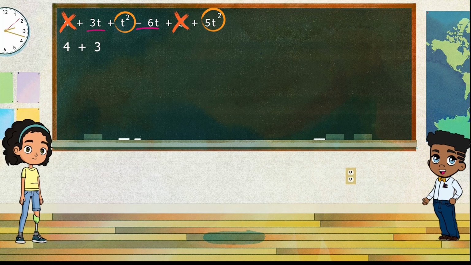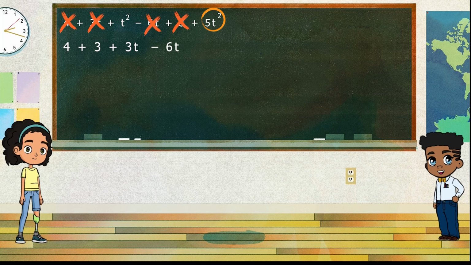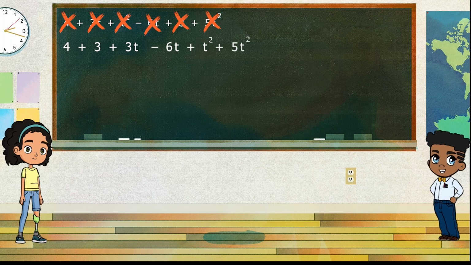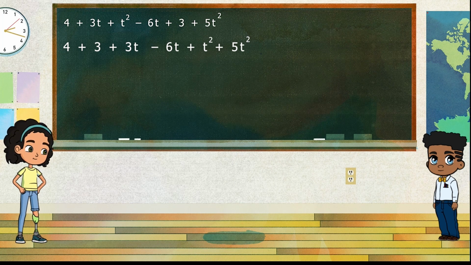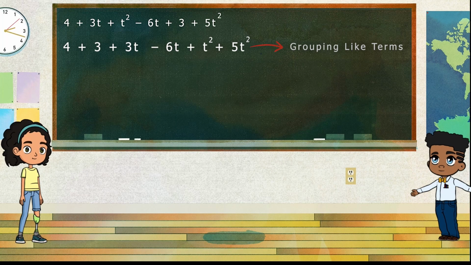So, by organization, our expression now will be 4 plus 3 plus 3t minus 6t plus t squared plus 5t squared. That's correct, right, Kelly-isha? Is he correct, guys? They are saying, yes, you are, and I confirm. So, great job so far. Good. So it's time to get simplifying. 4 plus 3 will be equal to 7.